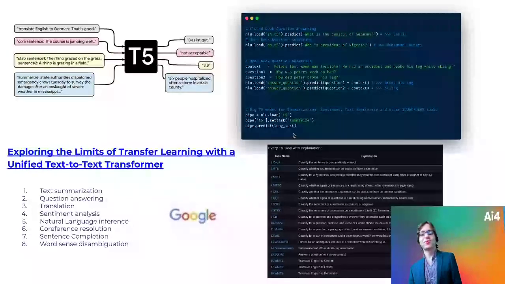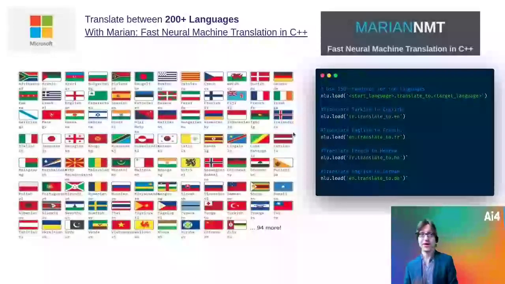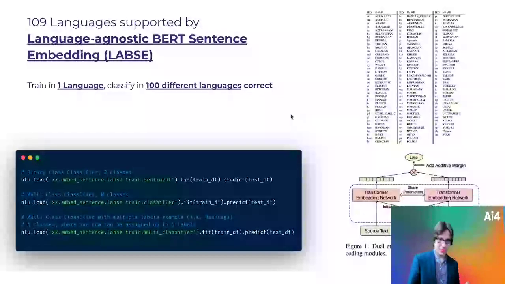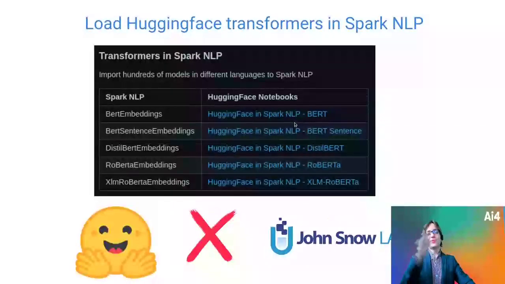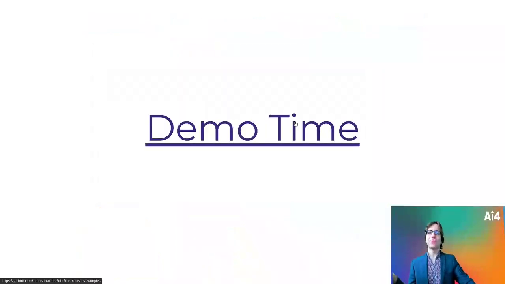And one of the most recent additions include text summarization and question answering via T5, Marian NLP for translation between over 200 languages, the language agnostic BERT, which you can use to train an NLP model that can understand over 100 languages, even though it was only trained in English. And finally, you can train your own embeddings in Hugging Face and bring them to NLU or Spark NLP. And now we come to the demo segment.